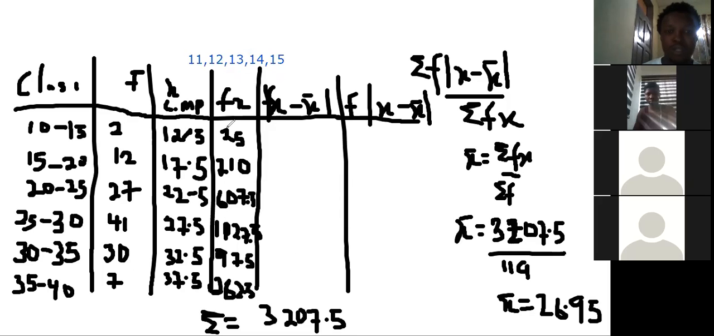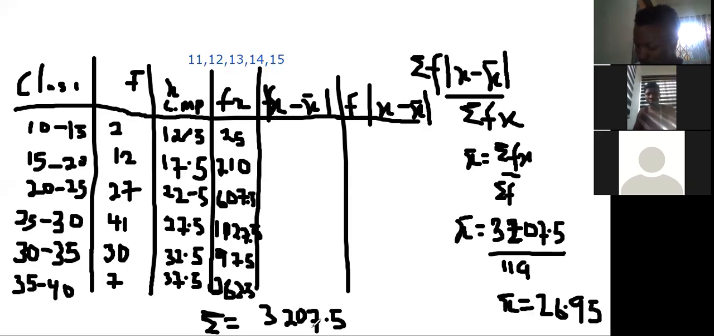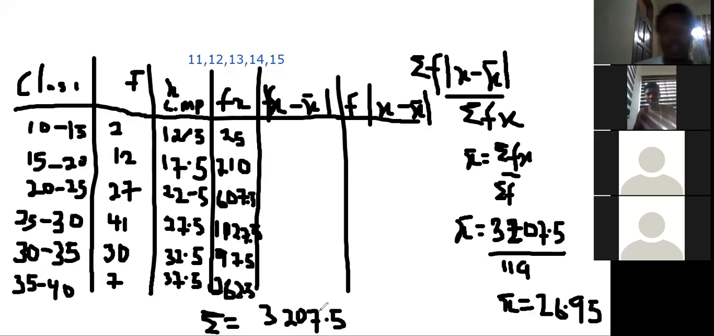Then when you finish, you multiply each of these by f, which is 2. So that will be 2 by this. Then you write it here. Then you do sigma. You use the formula: the summation of this all over sigma f. So let me check the formula again. It's sigma f, not sigma fx.